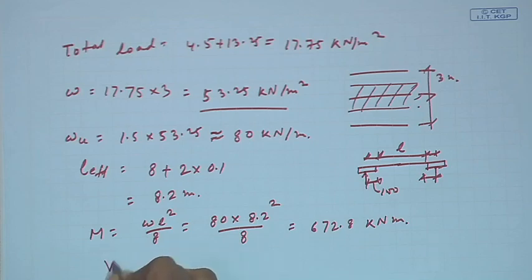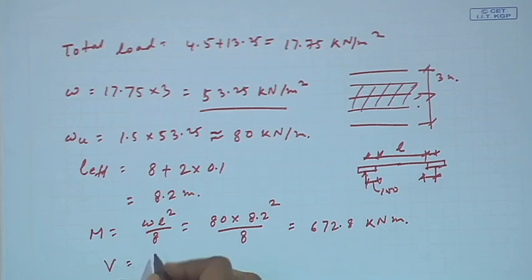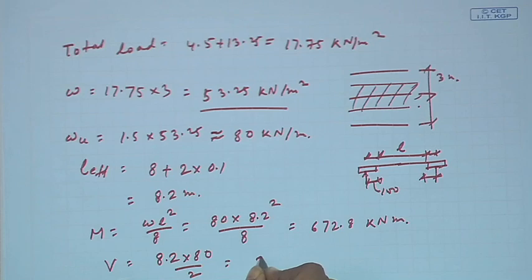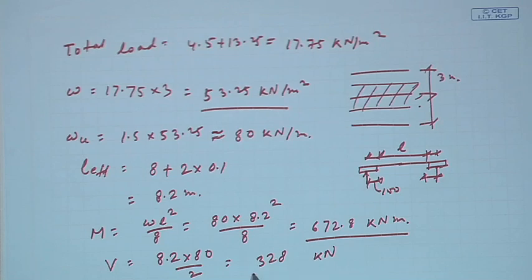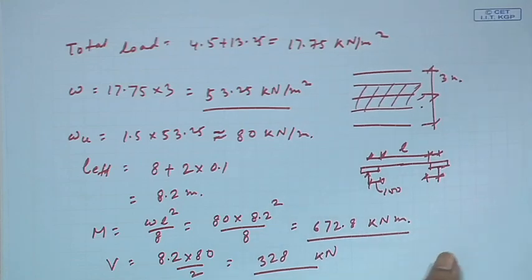Similarly, the reaction at support, or shear force, will be W L by 2. So, 8.2 into 80 by 2, that is 328 kilonewton. So, maximum bending moment is 672.8 kilonewton meter and maximum shear force is 328 kilonewton. Now, we have to find out the required section modulus to find an approximate section size.